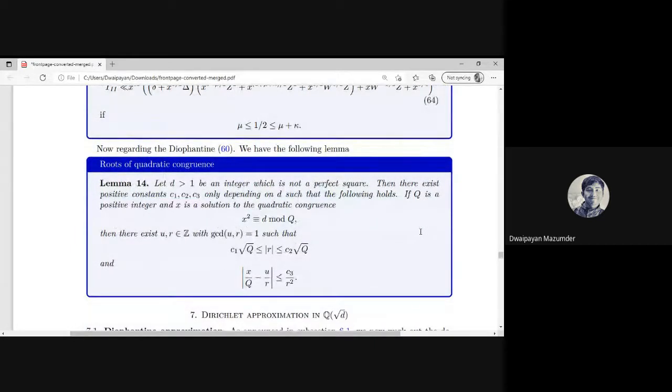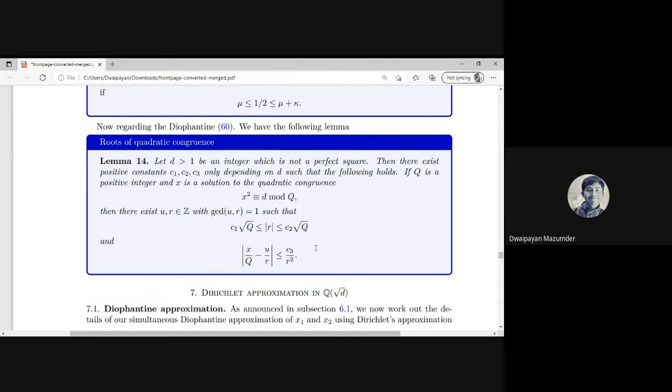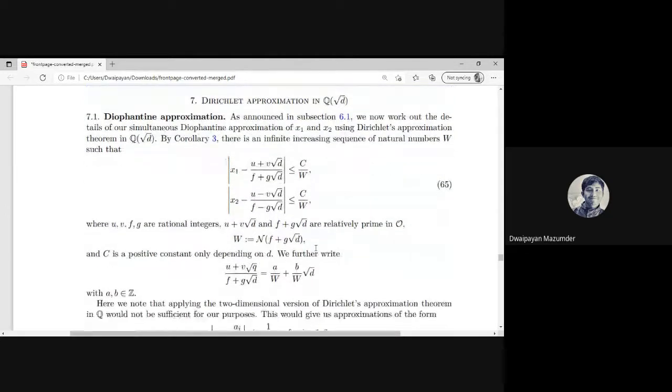What we establish is that if d greater than 1 is an integer which is not a perfect square, then there exist positive constants c1, c2, c3, depending only on d, such that the following holds. If q is a positive integer and x is a solution to this quadratic equation, then we can find u and r, which are integers, with gcd 1, such that this mod r is in the range, and we have this kind of relation. So in place of x square, we have something like a prime b prime power square. Okay. Now there is a proof.